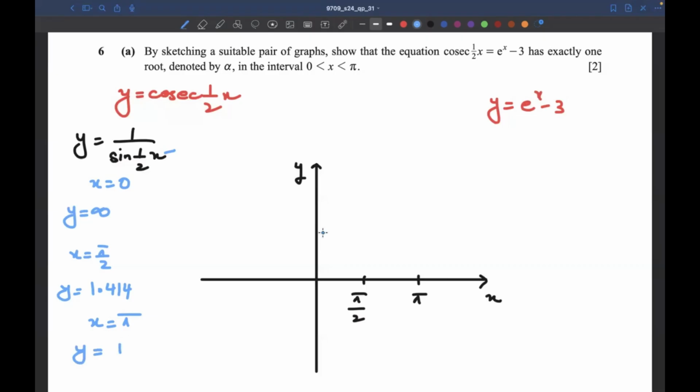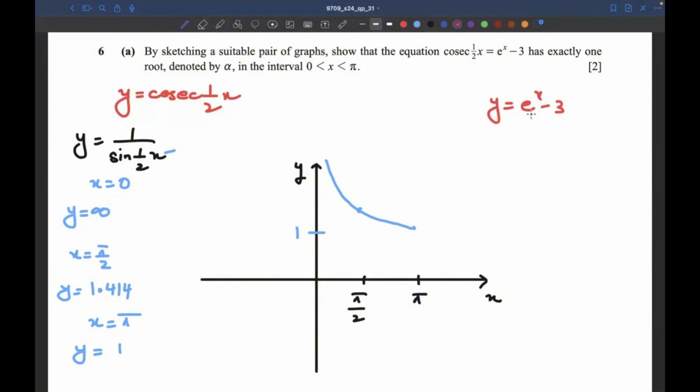Now, once we have these values, we know that at 0, it's coming from infinity. And let's say this is 1. So 1.414 will be slightly above, so let's take this point over here. And at pi, it is at 1. So that will be the graph of y equals cosec half x.